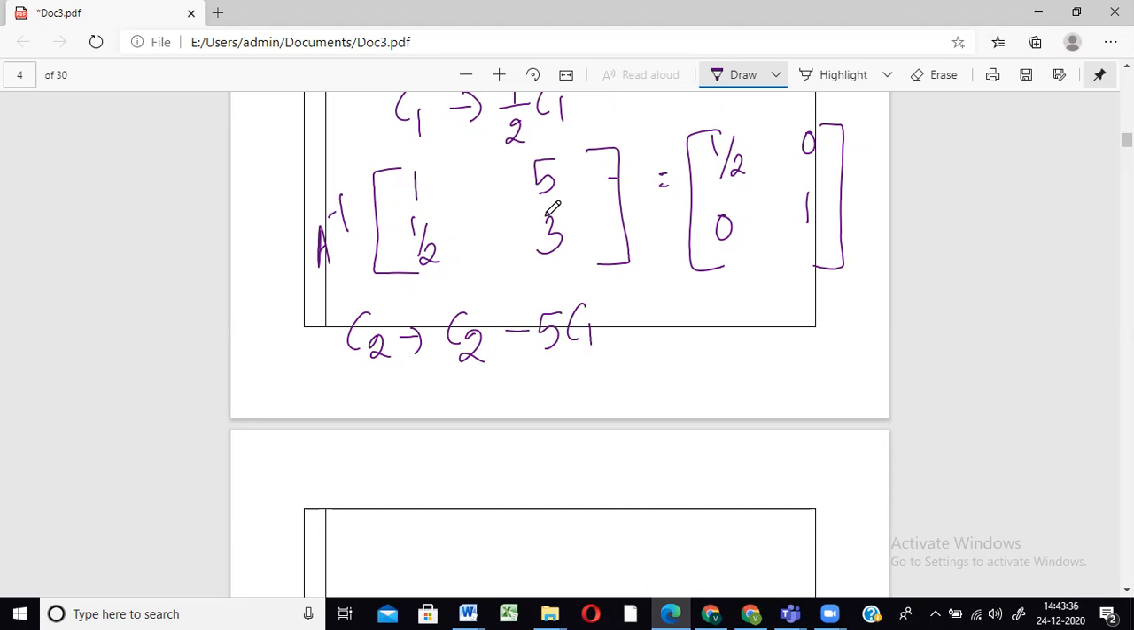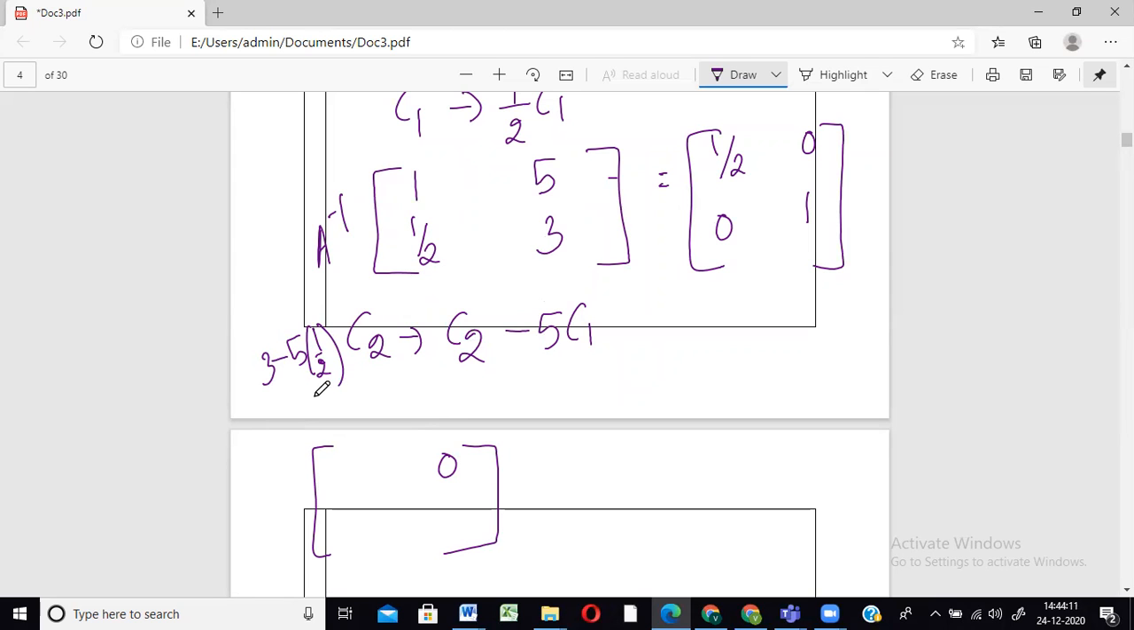Are you understanding? So this is our C2. I want to make this 0. This minus 5 times C1 will give me 0. Just a second. Okay. Yes? Alright. So how are we going to make them 0? In C2 there is a change. 5 minus 5 times 1, so that is 0. 3 minus 5 times half. Correct? C2 minus 5 times C1.